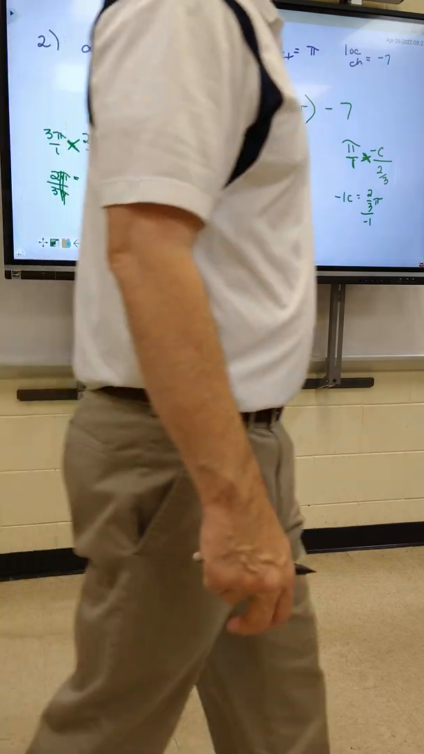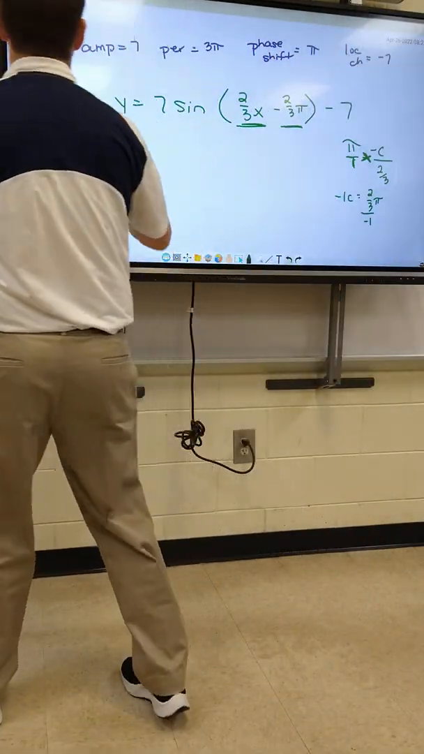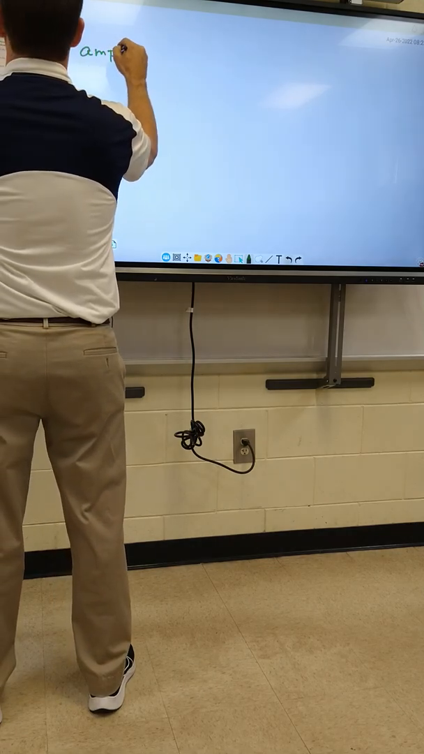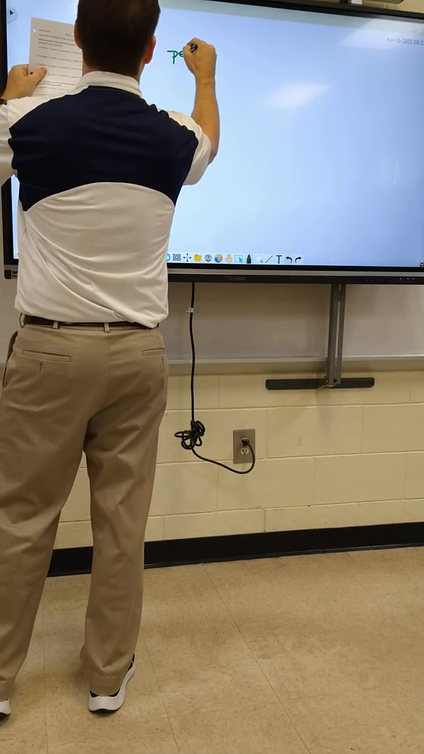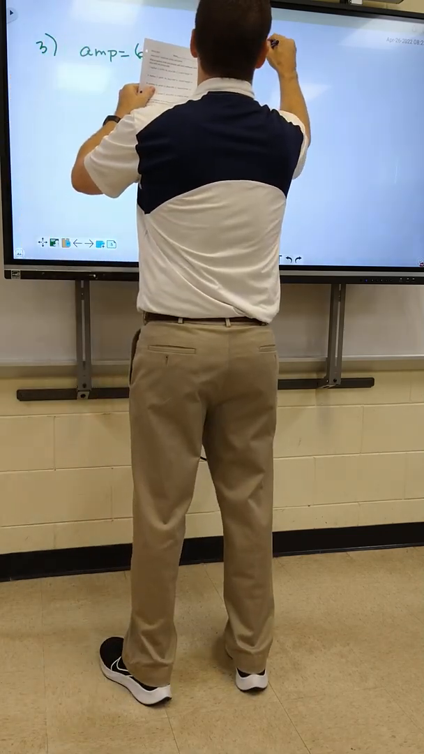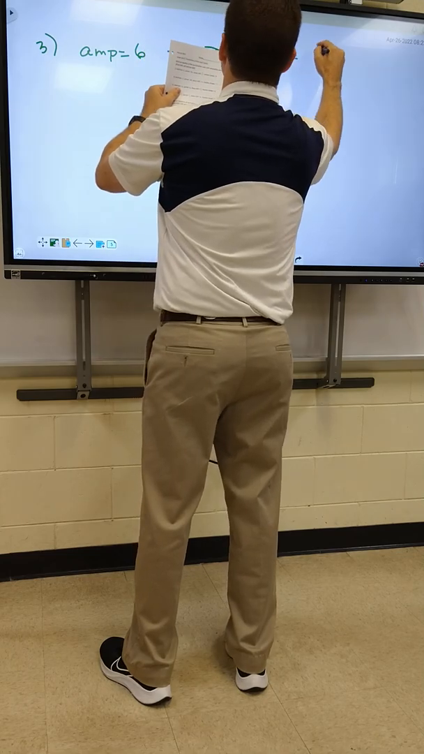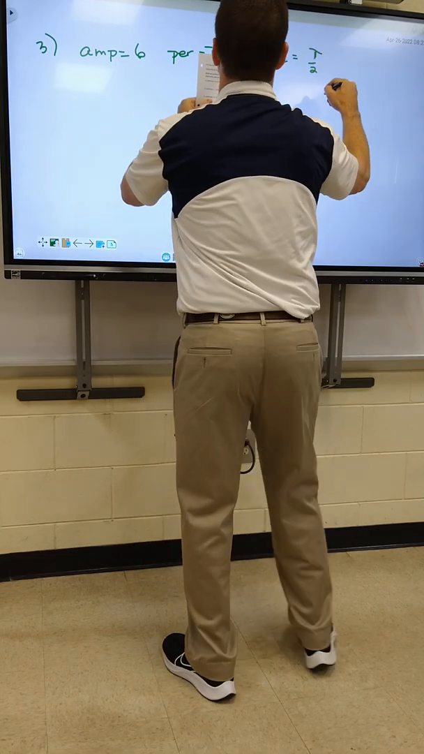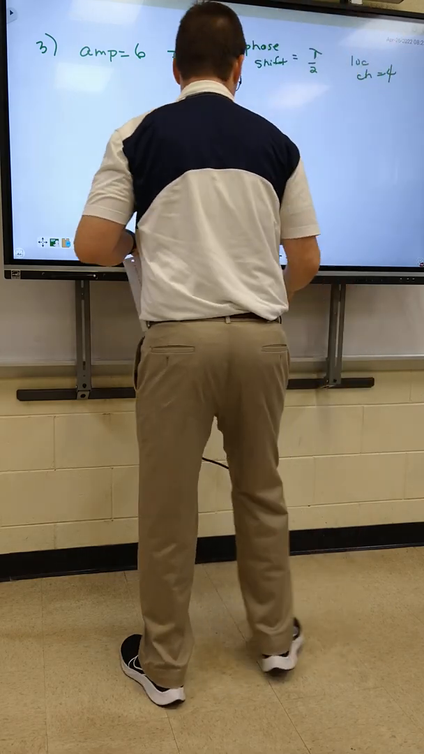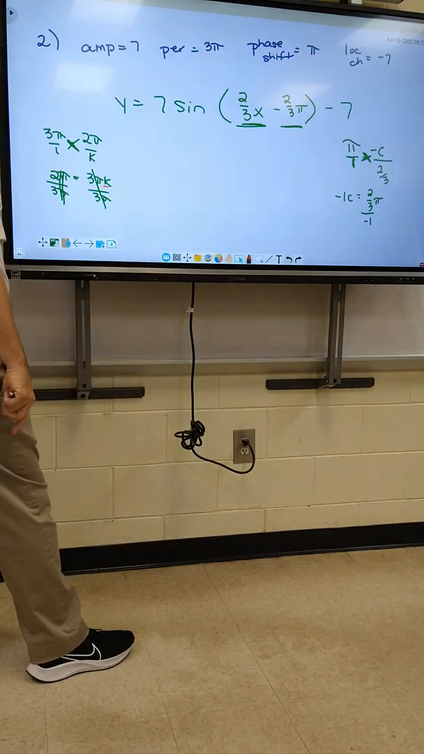All right, let's go to 3. Hopefully y'all can start working ahead a little bit. Number 3, I got amplitude 6, period pi, phase shift pi over 2, I meant to say, location change 4. All right, any question on 2 before we go to 3?